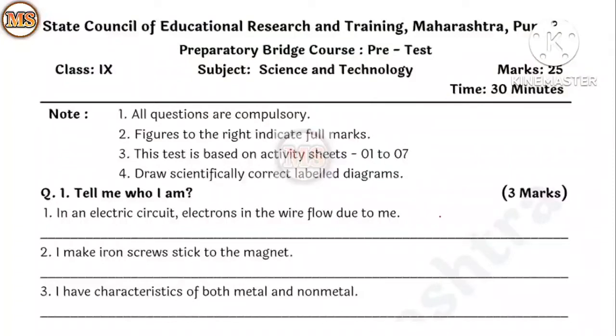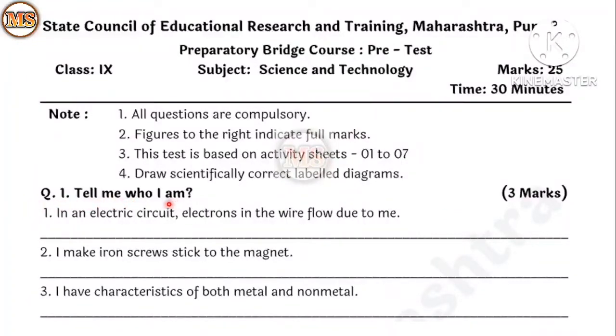Preparatory Bridge Course Pretest, Class 9, Subject Science and Technology. This test is for 25 marks and the time is 30 minutes. Initially, read the instructions given carefully. We proceed to question number 1.